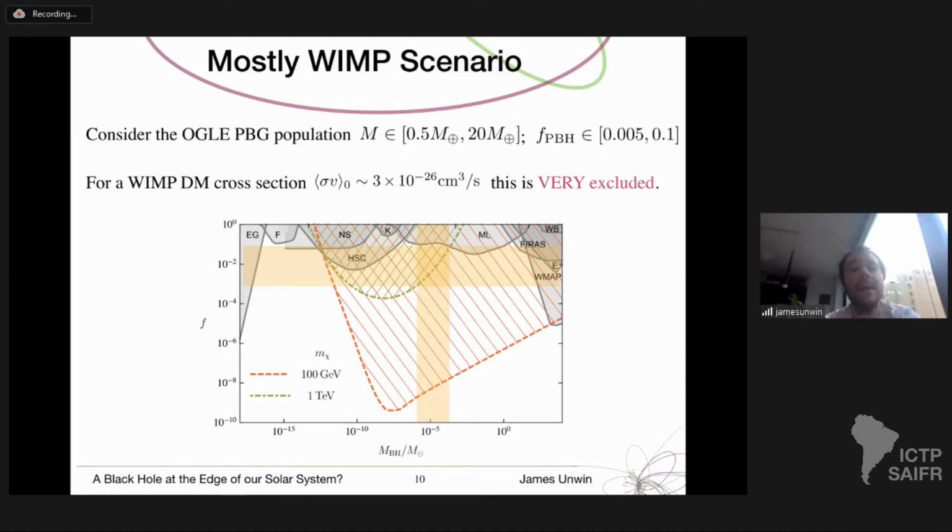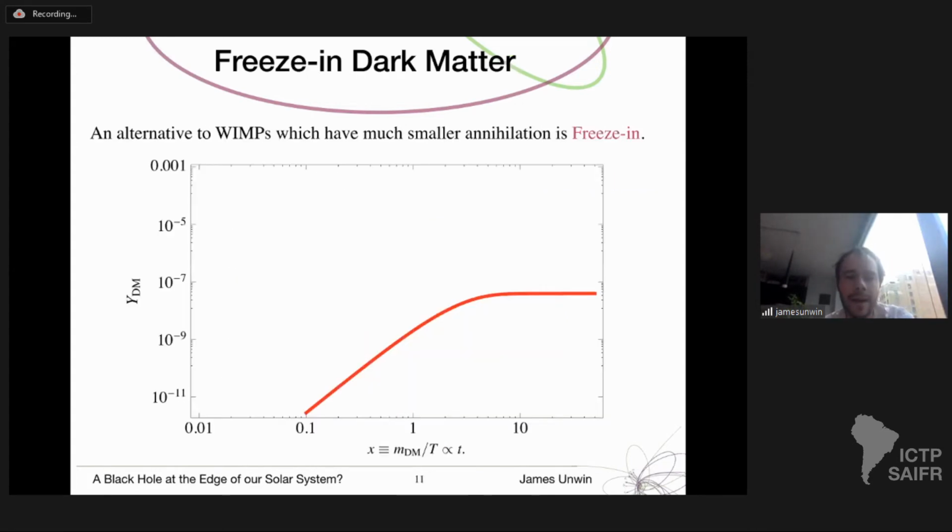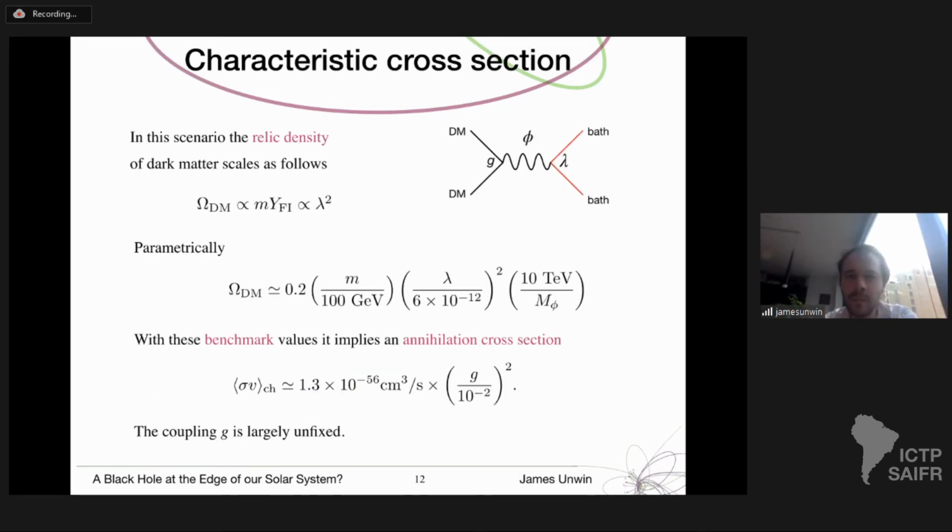So let's take a different type of dark matter just to prove that this is a reasonable setting. If not WIMPs, my second favorite scenario is so-called freezing dark matter, where I start with a negligible amount of dark matter and I slowly generate the relic abundance by production. In one class of such models, the production cross-section is set by the dark matter coupled to the standard model thermal bath via some mediator phi with mass m_phi, and couplings g to the dark matter and lambda to the bath.